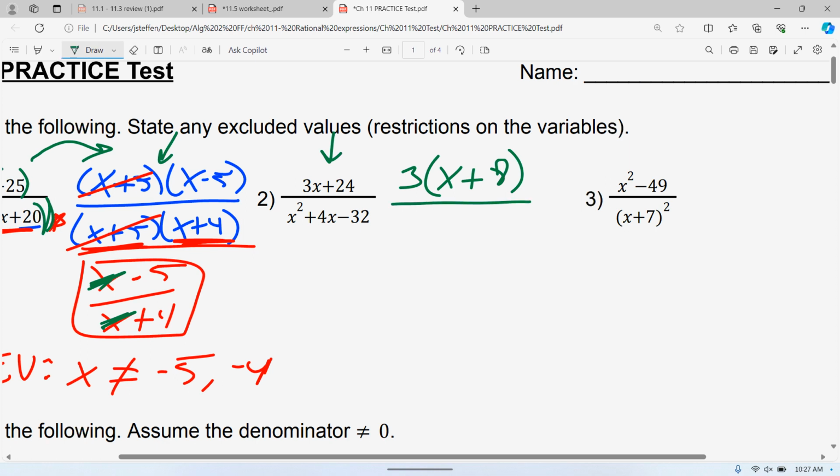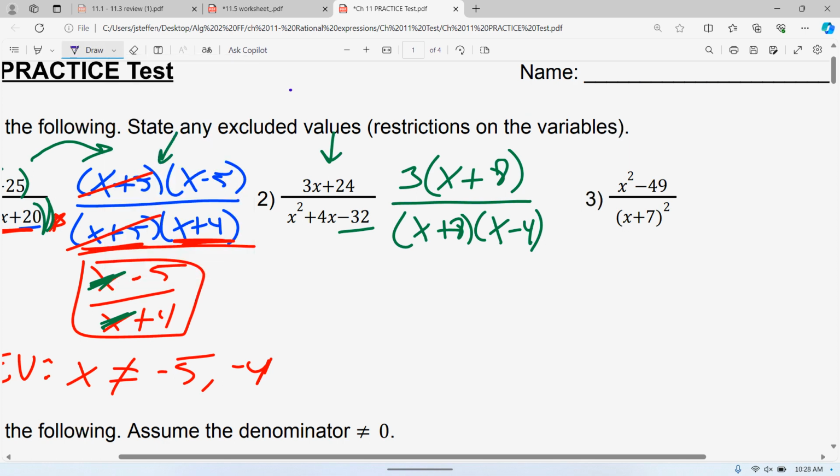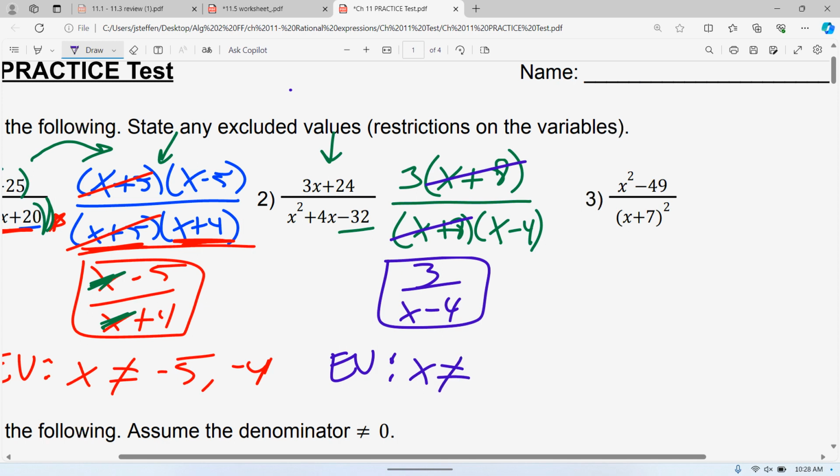Then your denominator, factors of negative 32 that add up to be 4 are going to be x plus 8 times x minus 4. Again, double check. They add up to be positive 4, and they still multiply to be negative 32. So from here we have the x plus 8's cancel. So we have 3 over x minus 4. That is your answer. That's simplified. Your excluded values, again, it's what makes the denominator 0. x cannot be equal to negative 8 or positive 4, because that's what makes each one of those 0.